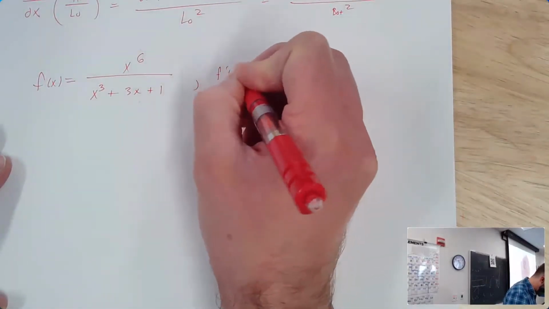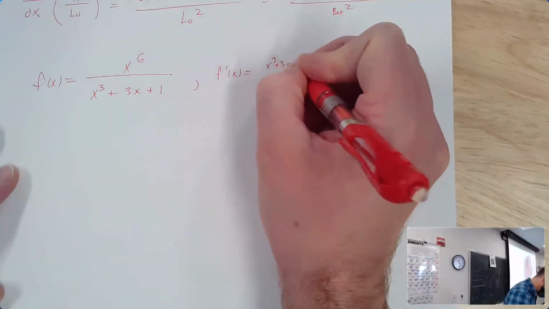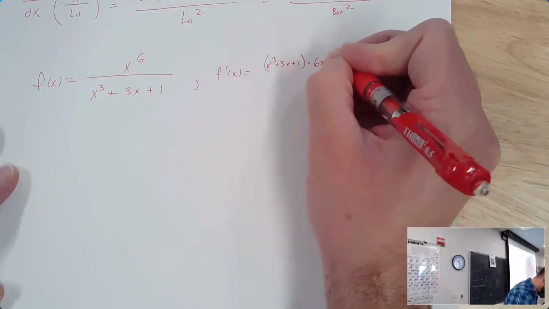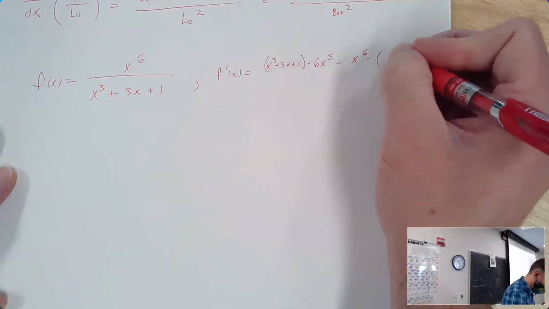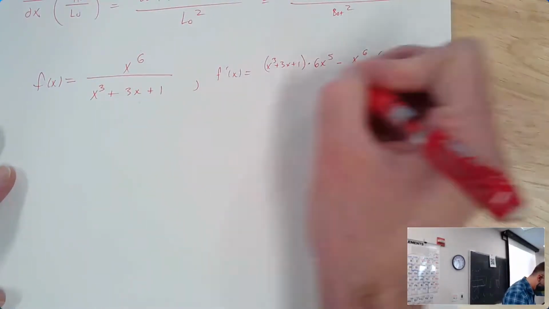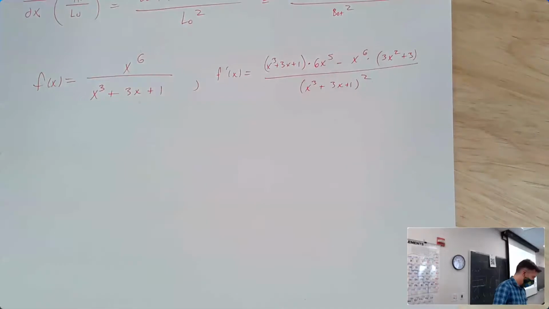So f prime of x is going to be the bottom, x cubed plus 3x plus 1 times the derivative of the top minus the top times the derivative of the bottom, which is going to be 3x squared plus 3, all divided by the denominator squared. And again, without a good reason, I'm not simplifying that. I will certainly point out this one is not terrible to simplify in that it actually comes out nice because you just get powers of x. But even then, I wouldn't simplify this without a good reason to.